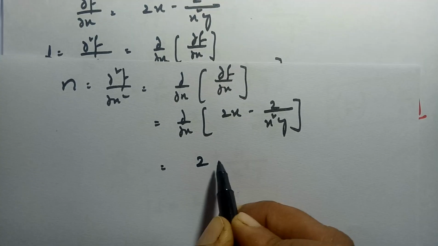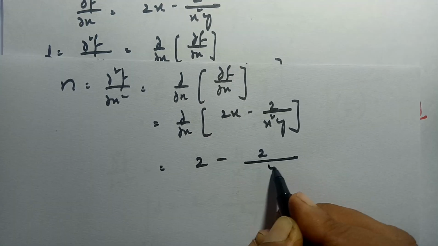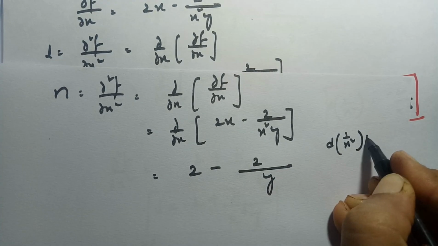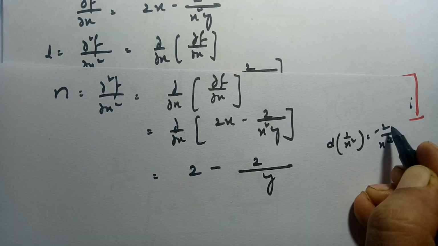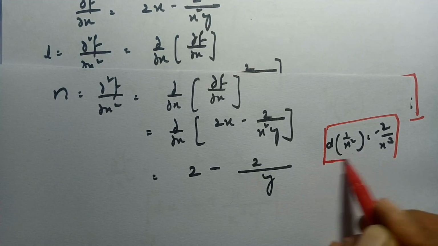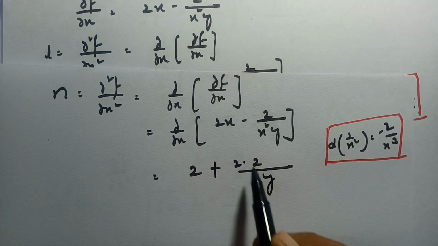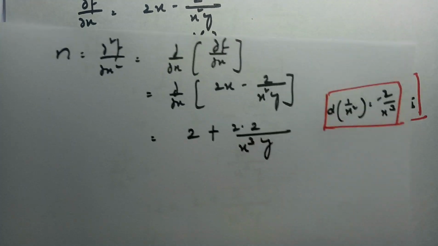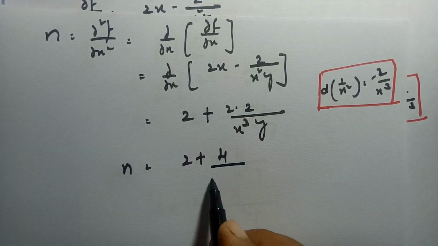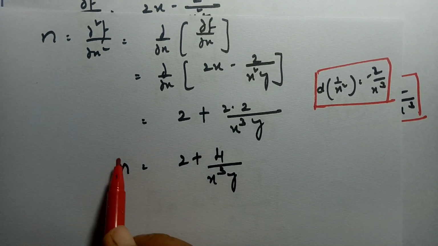For x it is 1, this is 2, and with respect to x, what are constant? 2 by y is constant, and the derivative of 1 by x square is nothing but minus 2 by x cube. So I have to substitute this derivative here. So this will be minus 2 by x cube. So n is equal to 2 plus 4 times of x cube y. So I got the n value.